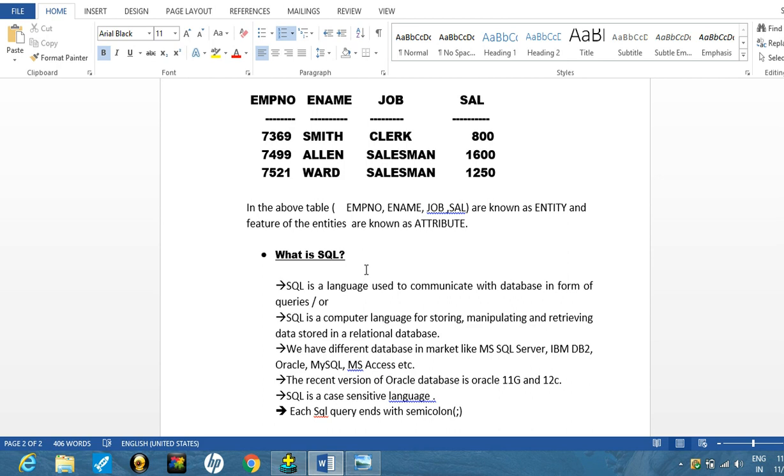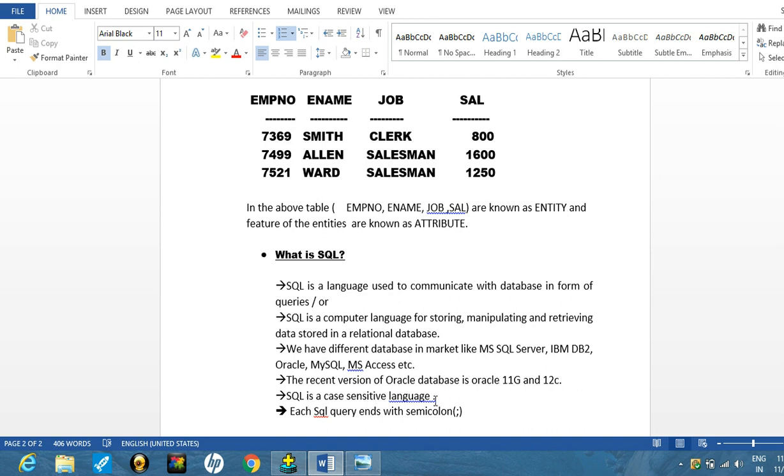Generally we need to communicate with a computer, not in our normal language but in computer language. So SQL is a computer language for storing, manipulating and retrieving data stored in a relational database. We have different types of databases in the market, which I have told you: MS SQL Server, IBM DB2, Oracle, MS Access, etc. The recent versions of Oracle are 11G and 12C.